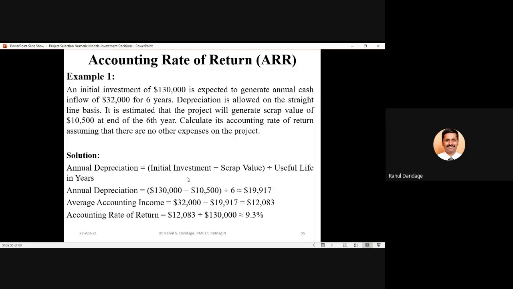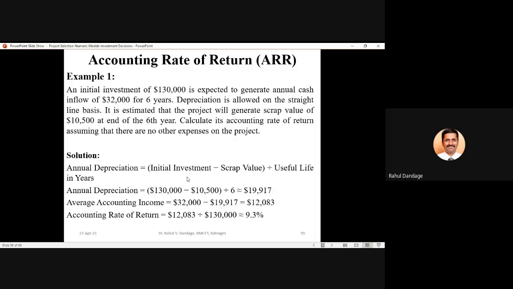So annual depreciation, since it is given as straight line basis, is the initial investment, what you have invested, minus the scrap value at which you are going to sell it, divided by the useful life of your product. So that is 6 years. So the annual depreciation is $19,917. When we try to find out the actual income, the average accounting income will be $32,000, which is given, but the depreciation should be subtracted from that, because that much the value of your product is going to decrease per year. So the net or average accounting income you are actually getting is $12,083.